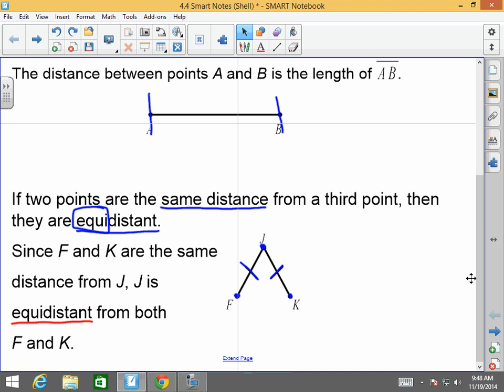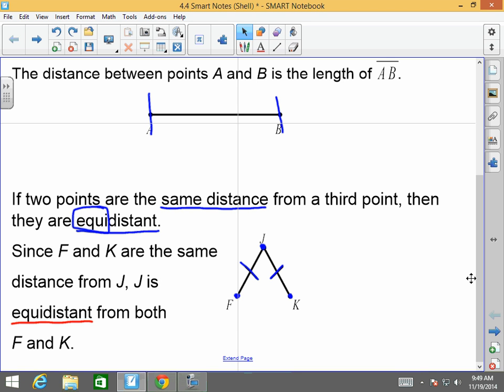Yes, sir? No. F and K are not the same distance as F is to J and K is to J. No, that does not mean that. Good question, son. All it means is since JF is congruent to JK, J is equidistant to both F and K. Yes, sir?